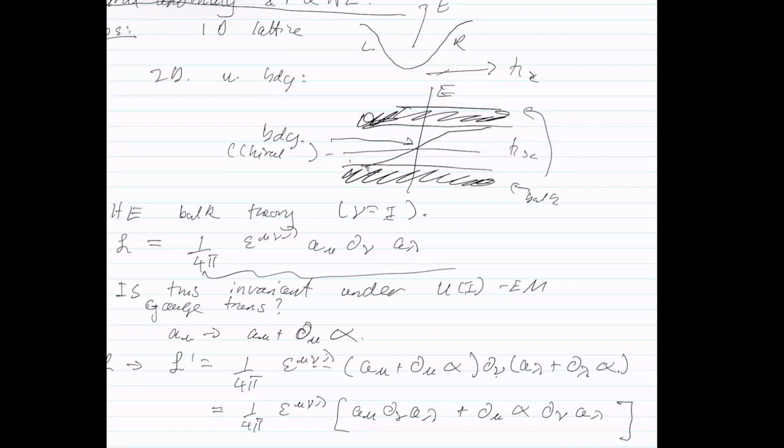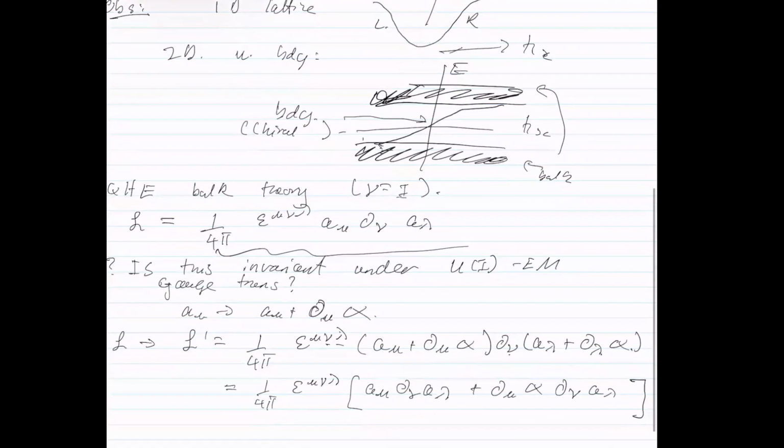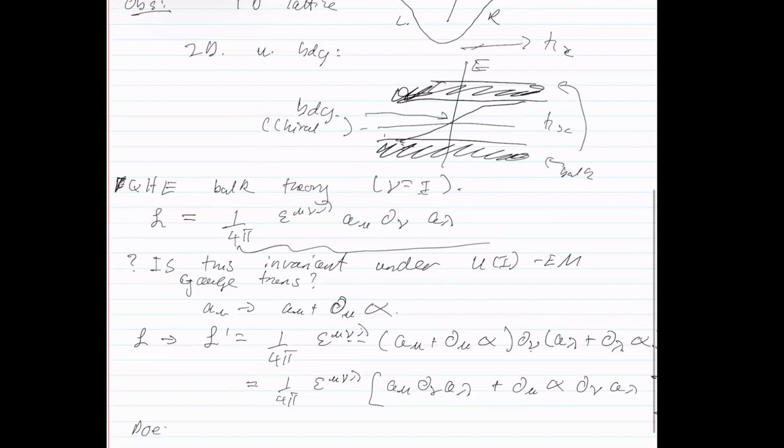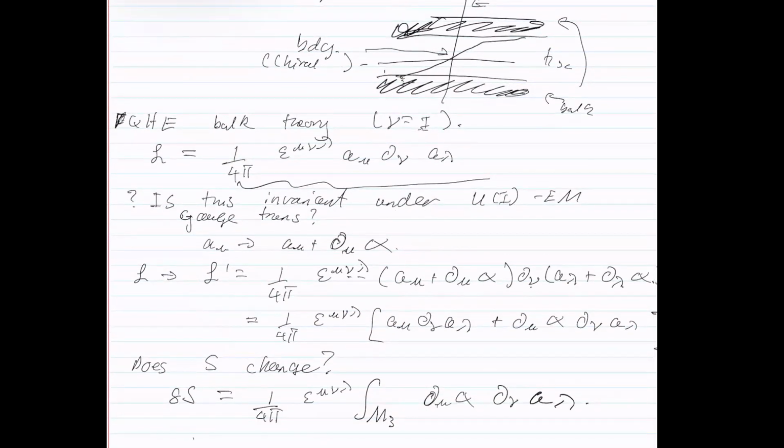And you might ask, what should we do to get rid of this piece? And the obvious answer is that we should integrate by parts. So does the action change? The change in the action is 1 over 4 pi epsilon mu nu lambda, and then we're going to integrate over some 3-manifold. Maybe we won't specify it. And then I've got this d mu alpha d nu A lambda. Okay. So now let's integrate by parts.